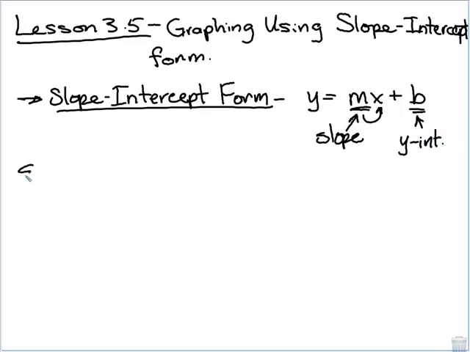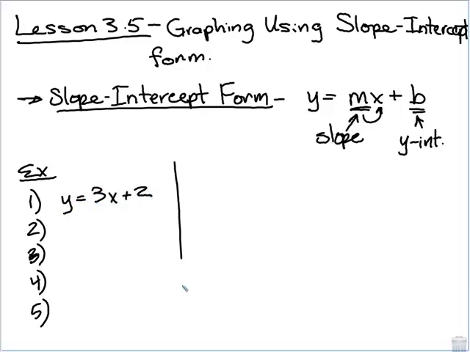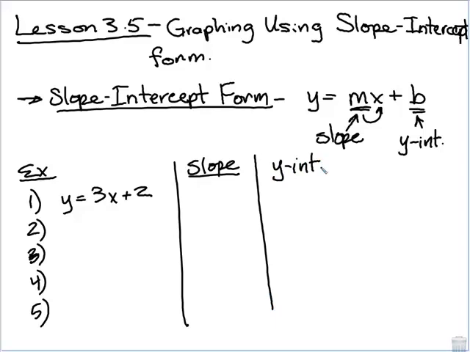Let's first of all go through and have you do 5 quick examples where you will identify the slope and the y-intercept of each one. So we'll write the equation here, y equals 3x plus 2. Then give yourself a column where you will write in what is the slope of that equation, and then another column next to it where we will write in what is the y-intercept.